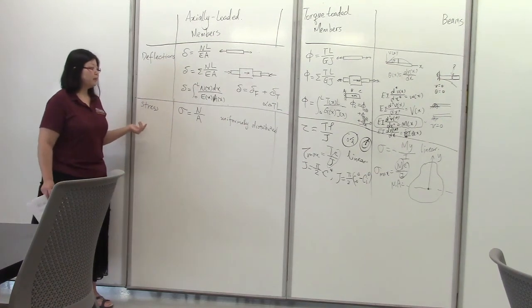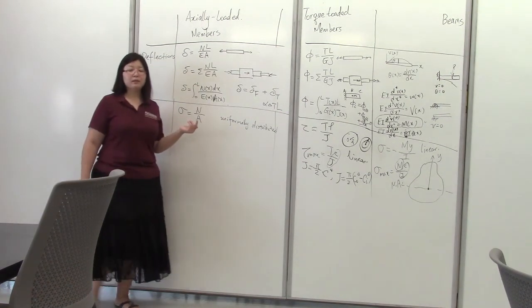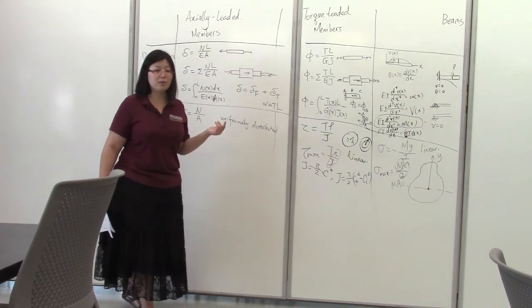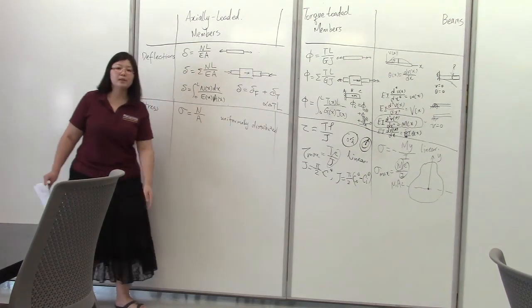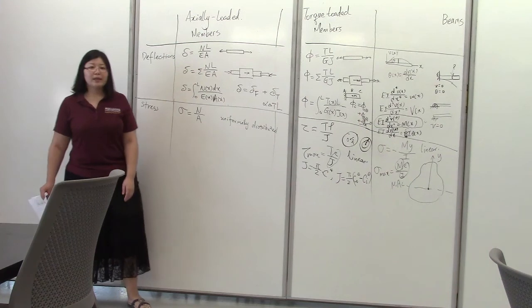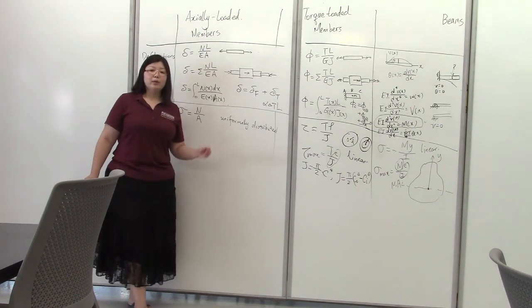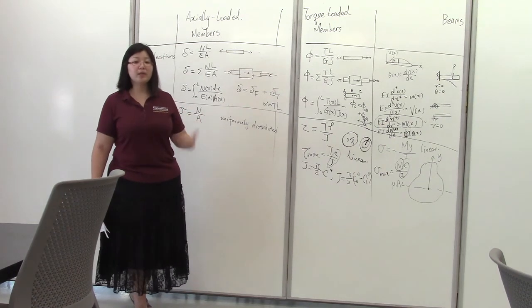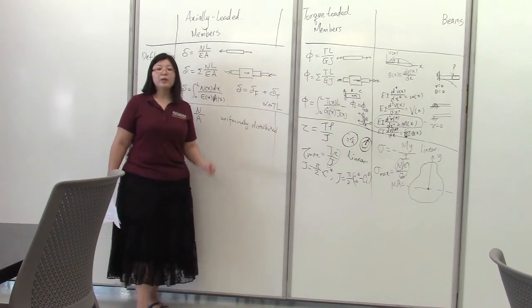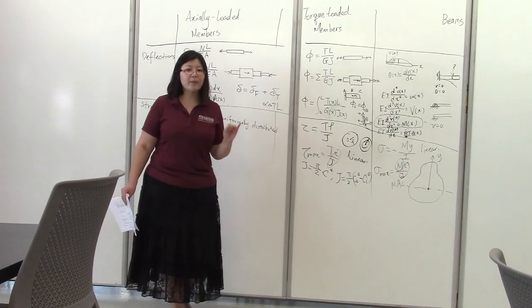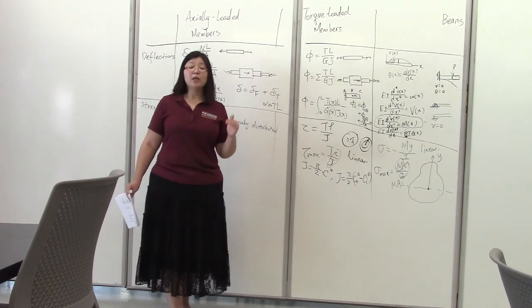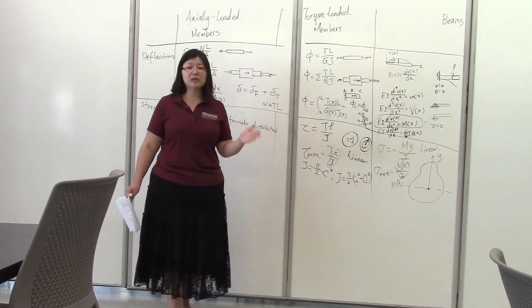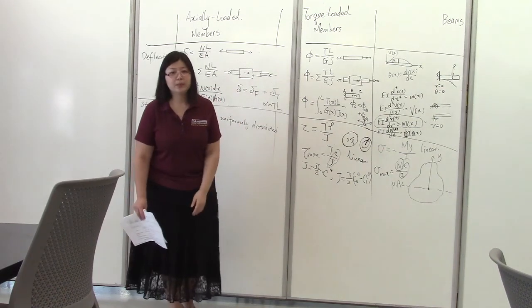But very quickly, the last thing we talked about are statically indeterminate problems for all these 3 types. Now, when the problem is statically indeterminate, you have more unknowns for reactions than the number of equilibrium equations that you have. Therefore, you cannot solve for all of them using equations of equilibrium. You're going to need compatibility equations on top of equilibrium equations.